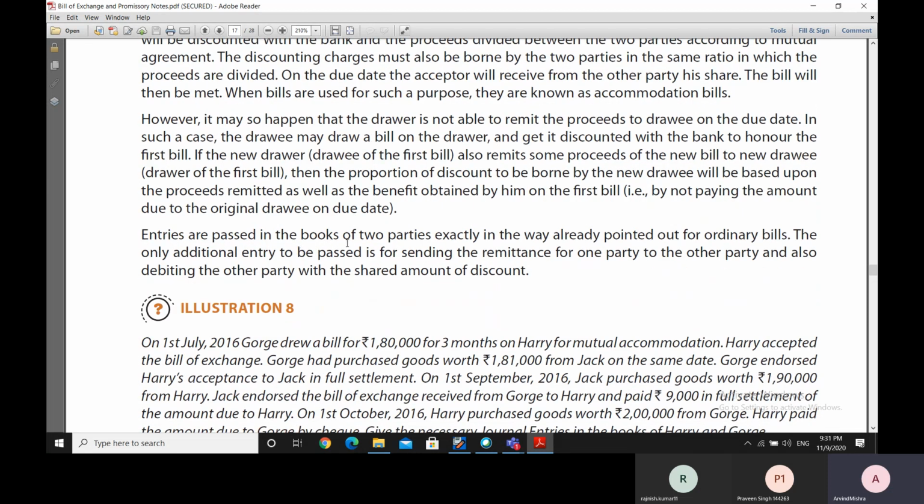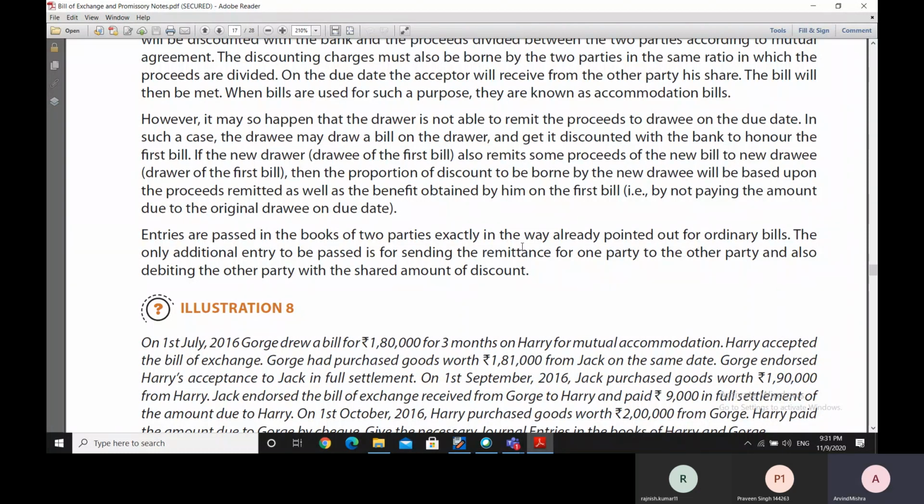Thereafter, entries are passed in the books of the two parties exactly in the way which has been pointed out for ordinary bills. There is no special difference as regards the entries to be made. The only additional entry to be passed is for sending the remittance from one party to the other party and also debiting the other party with the shared amount of discount.